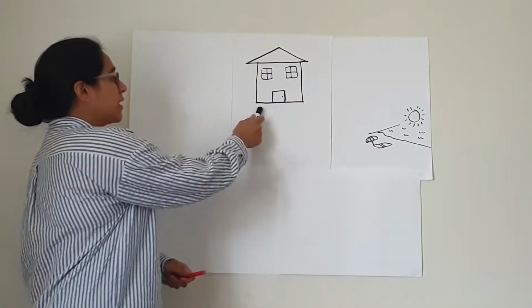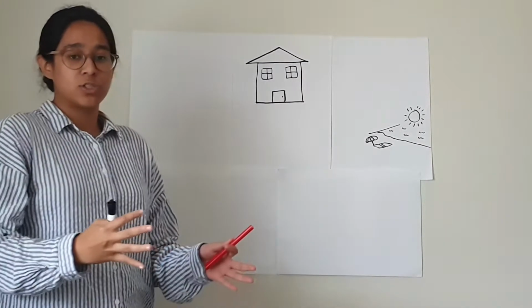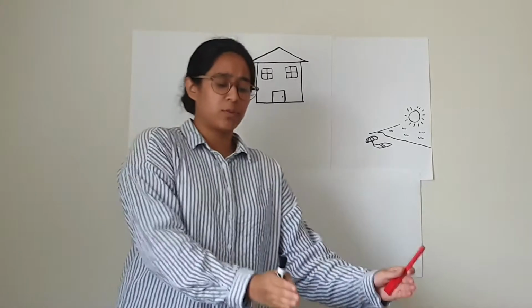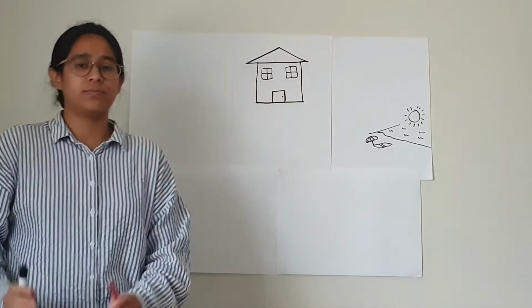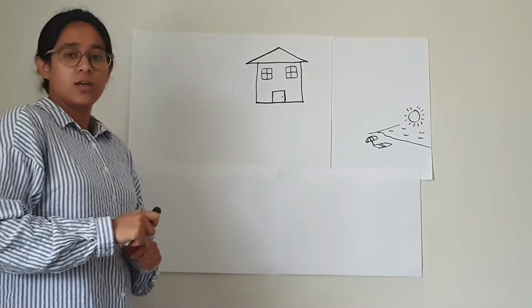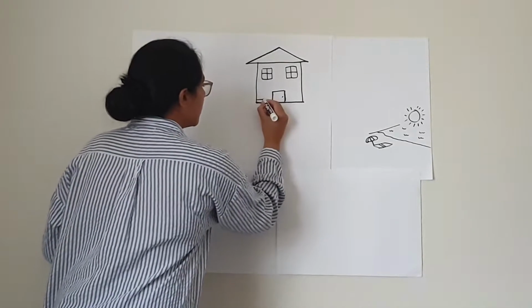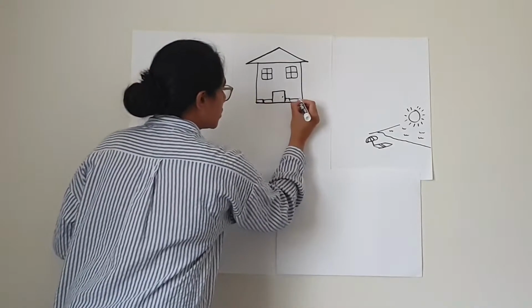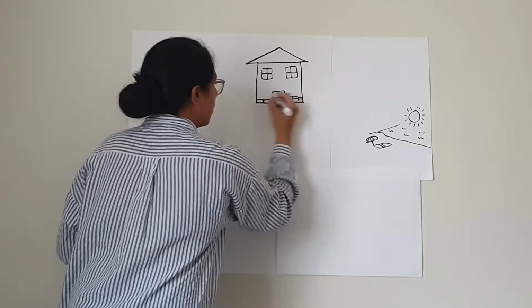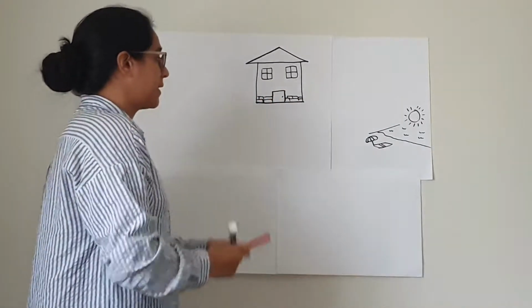Now, if we come to this, a house, imagine you're a builder. You had to build a house. How would you start building up the first wall of the house? What would you use? Kelly? Bricks. Bricks, that's right. You would use bricks. This house needs lots of bricks to make it up. Lots of bricks.